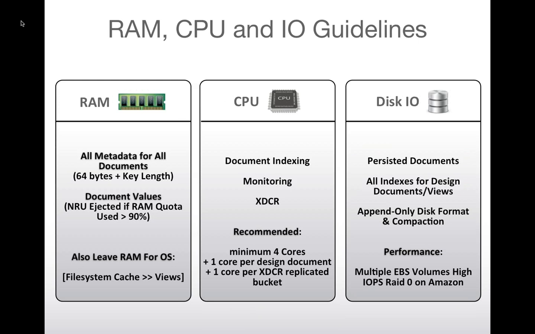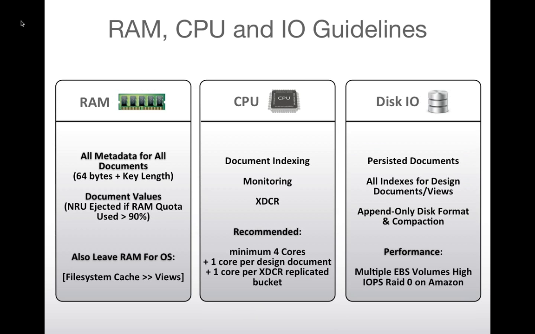So the RAM, CPU, and I/O. All metadata for all documents is kept in RAM. That's 64 bytes plus the length of the key. Keys vary in length. If you use UUIDs or email addresses or usernames, for instance, that'll be in addition to the 64 bytes. It'll keep as many document values as possible based on your RAM quota. And then it'll eject not recently used items from RAM when you get to about 90% of your RAM quota to maintain space for incoming new values.